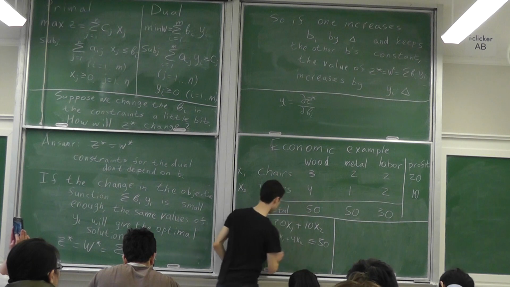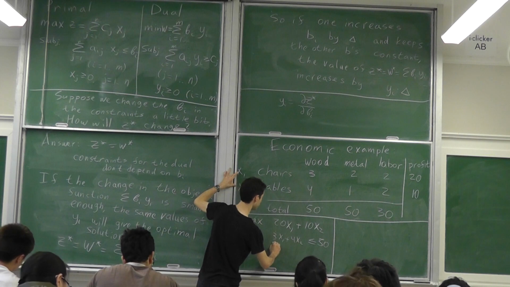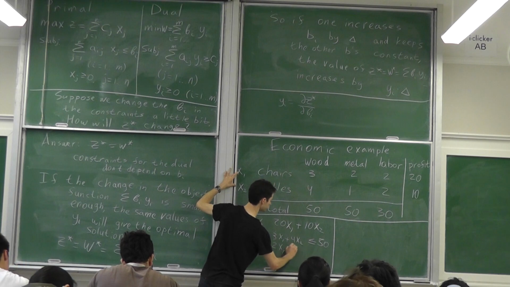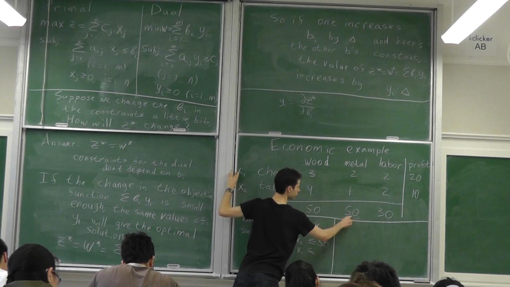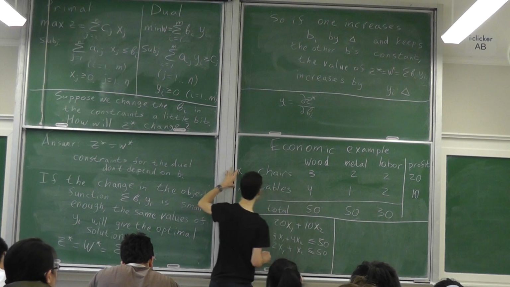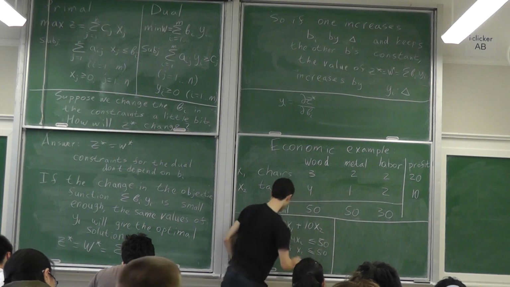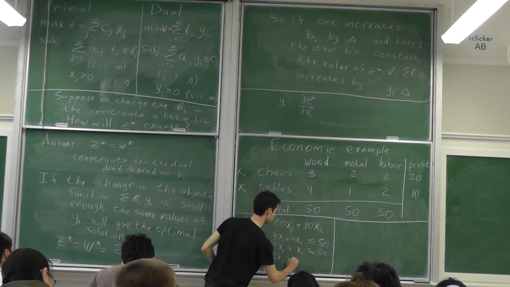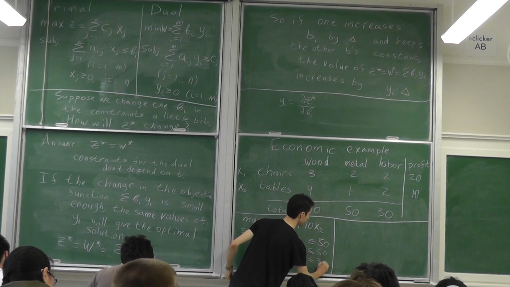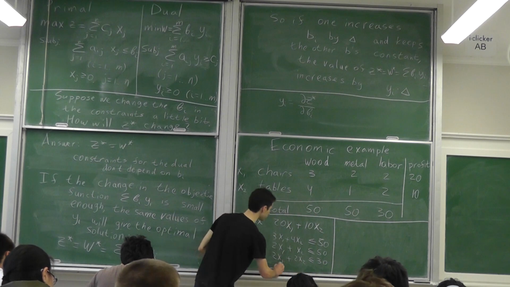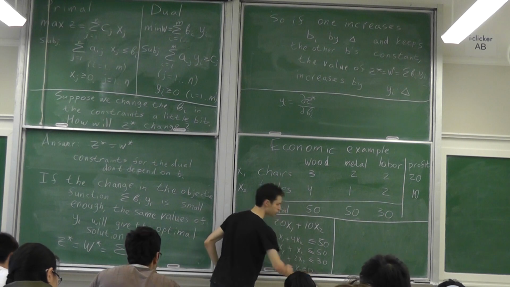For metal, we'll use 2x1 plus x2 units of metal, and we don't want it to be larger than 50. And for labor, we'll use 2x1 plus 2x2, and we don't want this to be larger than 30. And of course, we want to produce positive amounts of tables and chairs.